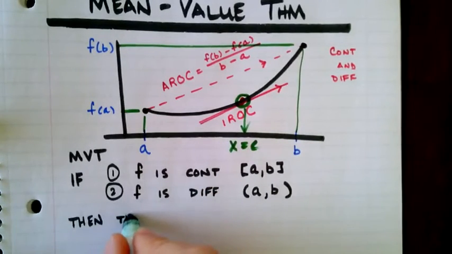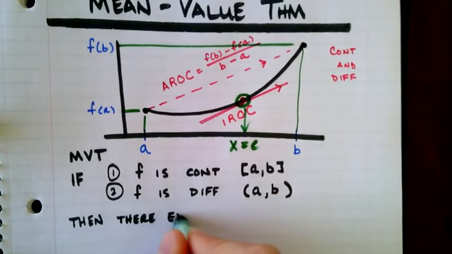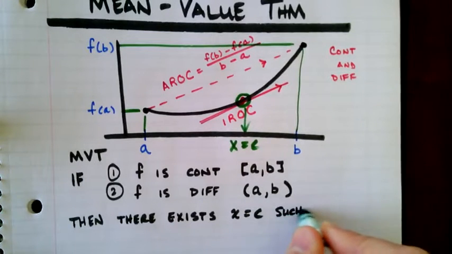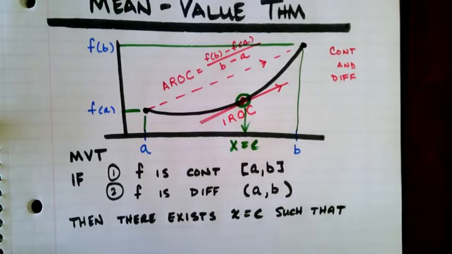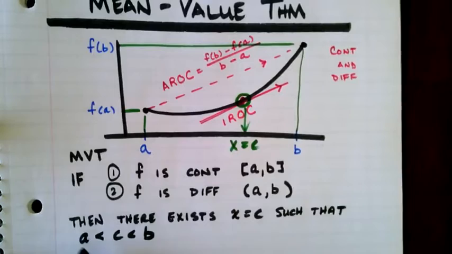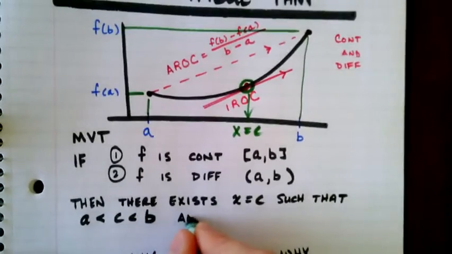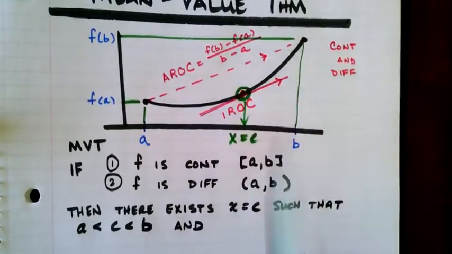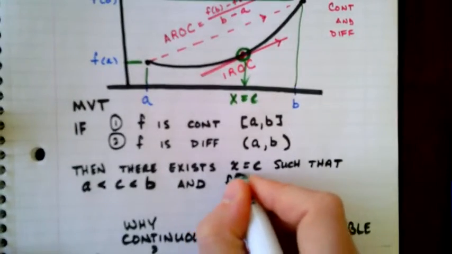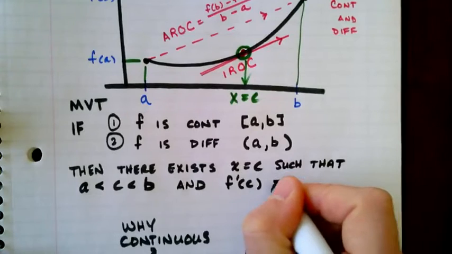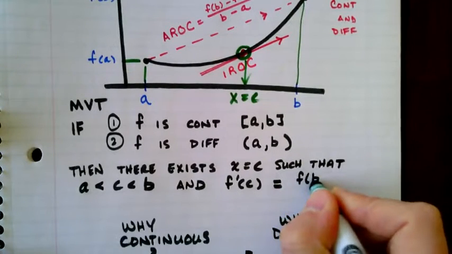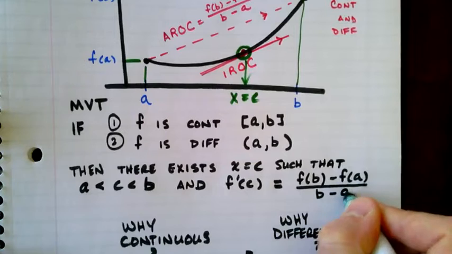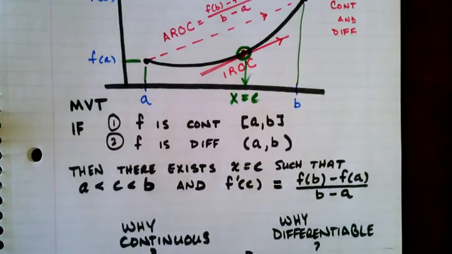So then there exists x equals C such that C is between the start and the end of the interval. And here's the big reveal. The instantaneous rate of change at C is equal to the average rate of change on the interval. So in other words, the instantaneous rate of change at C is equal to the average rate of change on the interval. Okay, that's the mean value theorem.